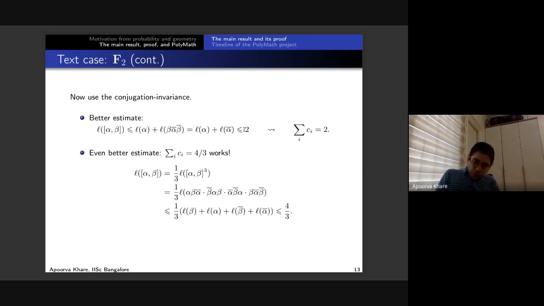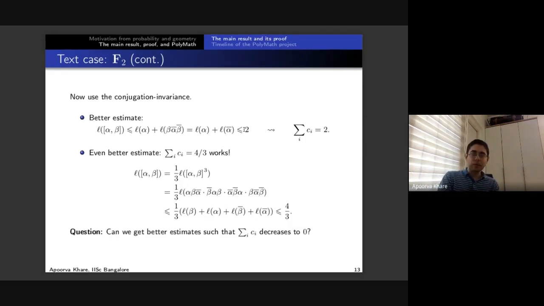Can you do better? Can you do 4 over n? Or can you at least... This is still a finite improvement to a finite positive number. Can you come down? Can you keep doing better and better tricks? And so these were the kinds of word games that are the need of the hour, if you will. But it is completely unclear how to do that.